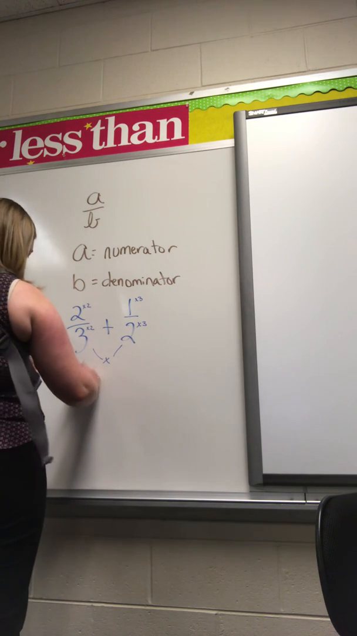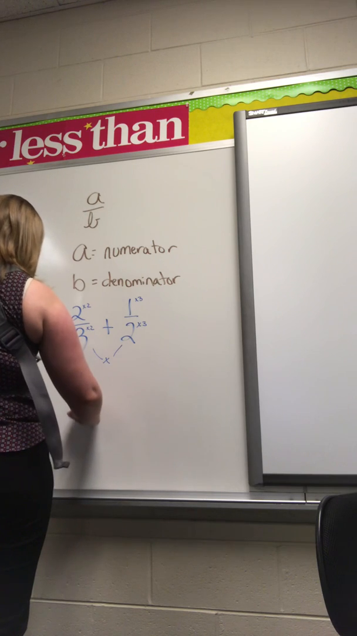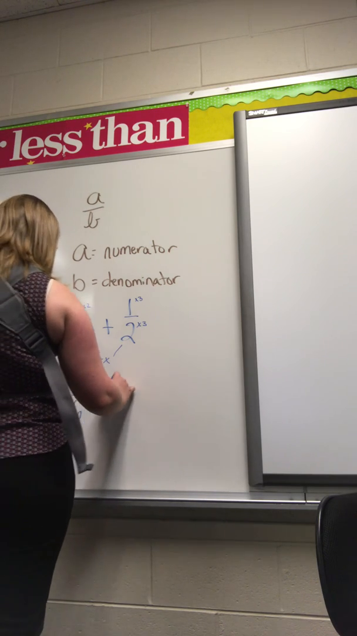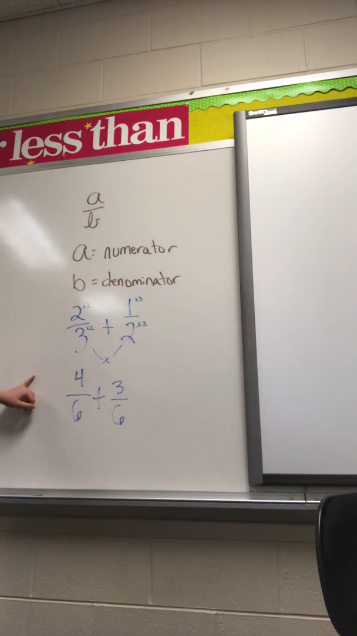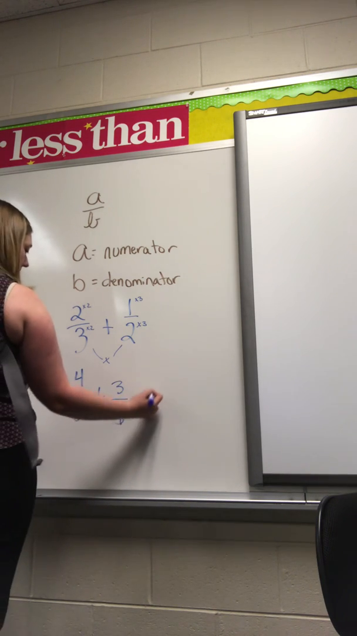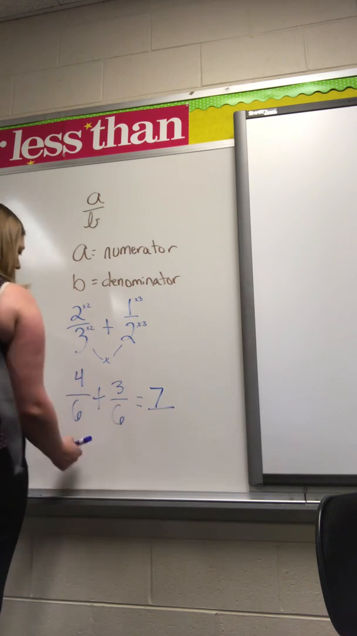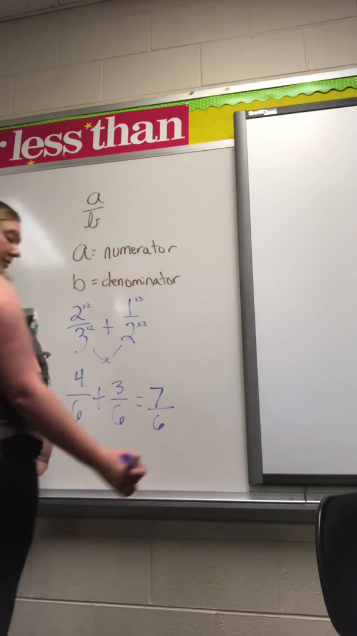That gives us 4/6 plus 3/6. Now we add our numerators and we keep our denominator. 4 plus 3 is 7. And we have our denominator of 6.